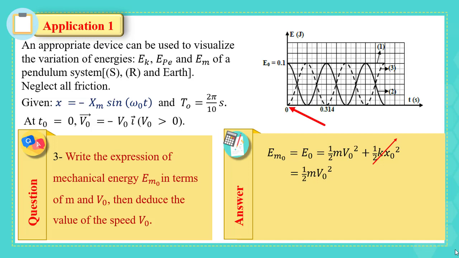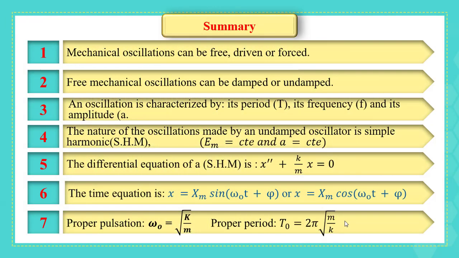Now, how can we deduce the value of v0? Since we know that the mechanical energy initially is E0, then replace it and find v0 equals the radical of 2 E0 over m. Replacing the values, we can find that it is 1 meter per second. This is enough for this video.